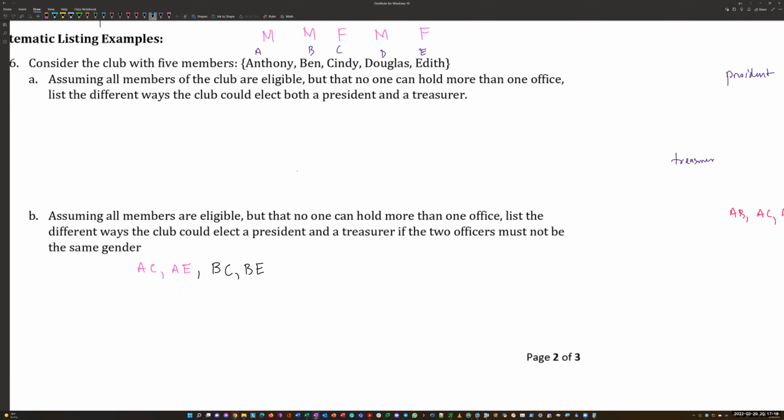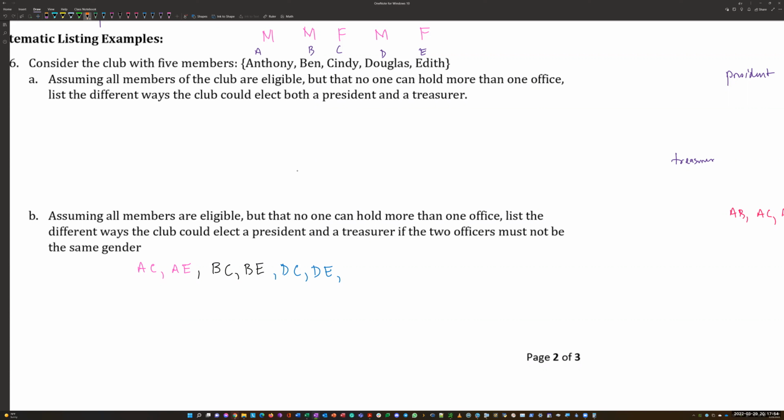So then now, what else do I do? You could do Cindy. We could do Cindy, but let's finish dealing with these men first. Does that make sense? So we do Douglas, because you have to do it in order, just so you don't miss something. So then Douglas could go with Cindy, or Douglas could go with Edith. Is that right? Yes. All right, now we're going to do the ladies.